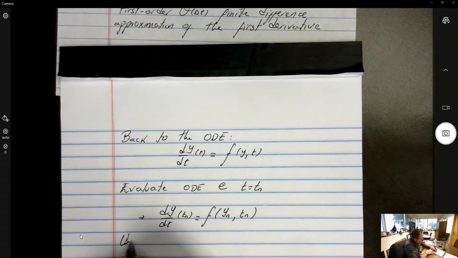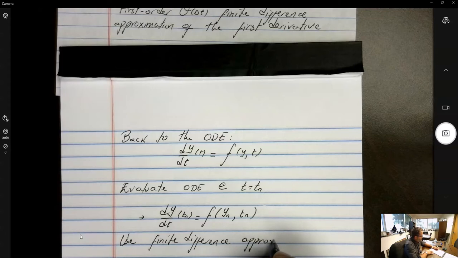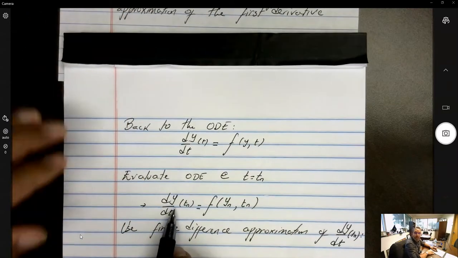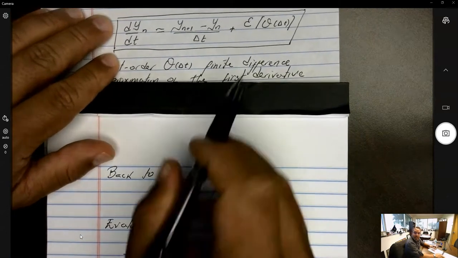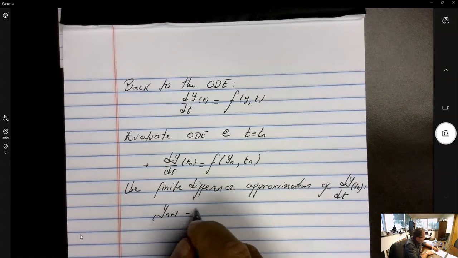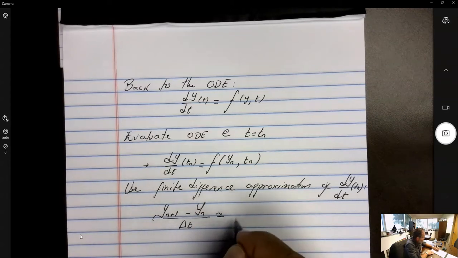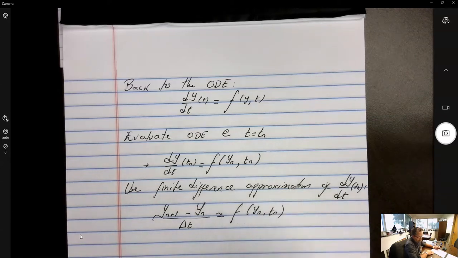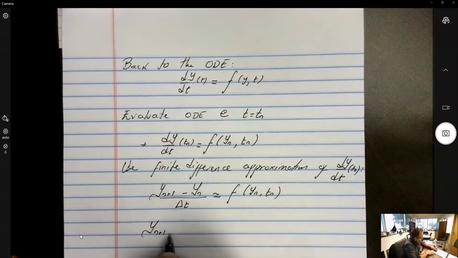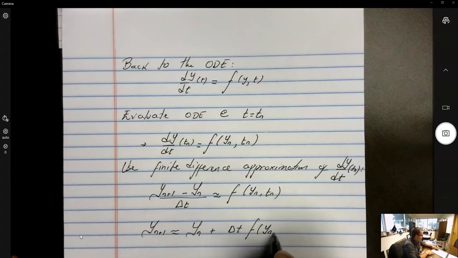Okay. Now what we're going to do is use finite difference approximation of dy dt. So I'm going to take this finite difference approximation, I'm going to take this dy dt in the ODE, and I'm going to replace it with these. So basically this is y at n plus 1 minus y at n divided by delta t is now approximately equal to f of y at n comma tn. And furthermore, then I can solve for y of n plus 1, which is now approximately yn plus delta t times the given function f evaluated at yn comma tn.